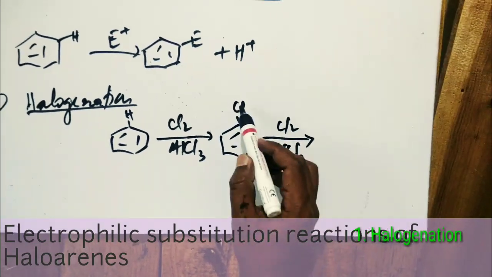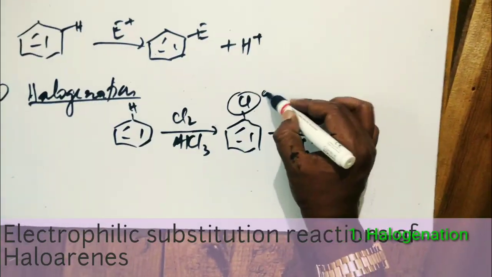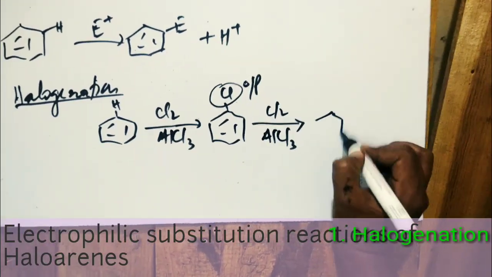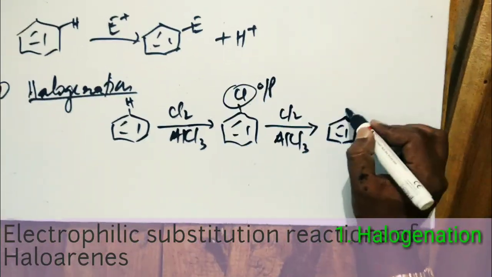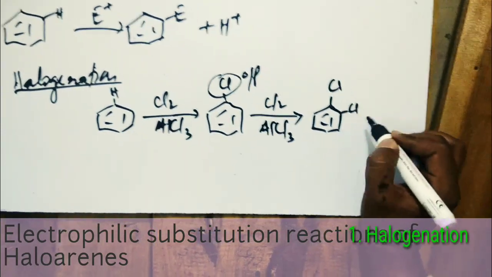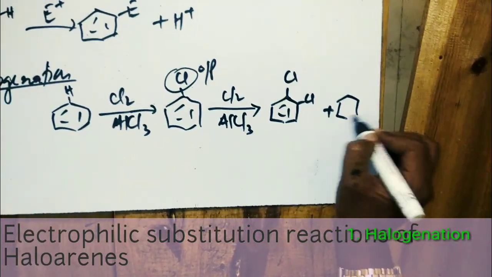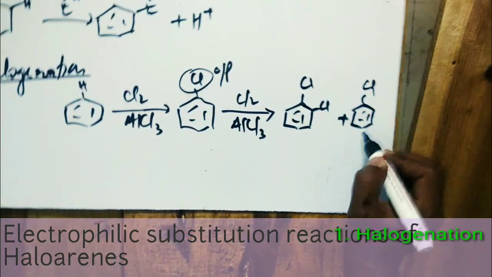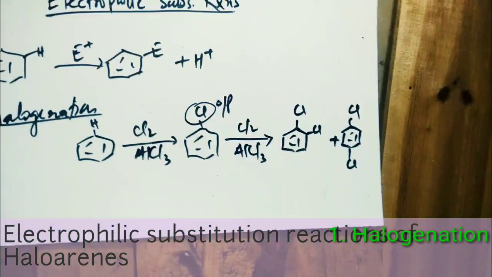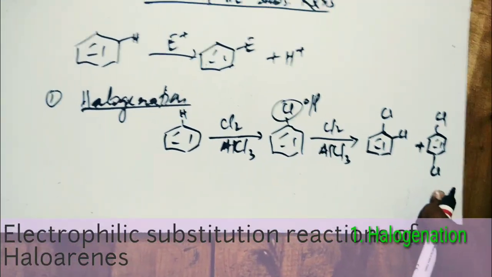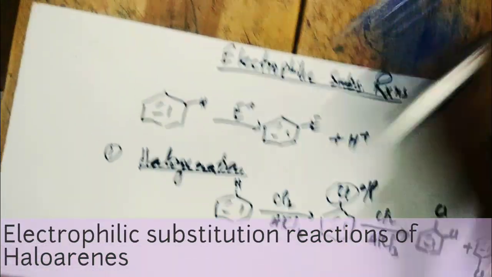now in this case this chlorine is an ortho and para directing group. Therefore, in ortho and para positions, Cl will be attached. These two products will be formed. Now in this case, the para isomer is the major product.